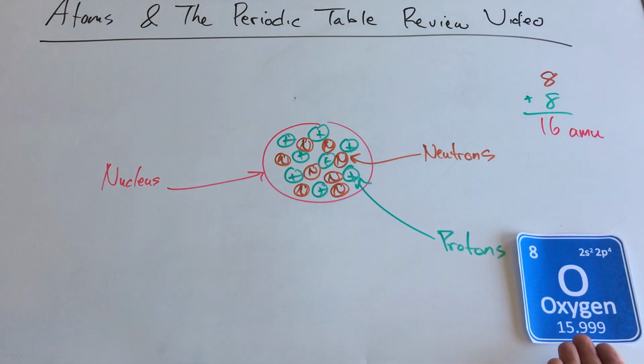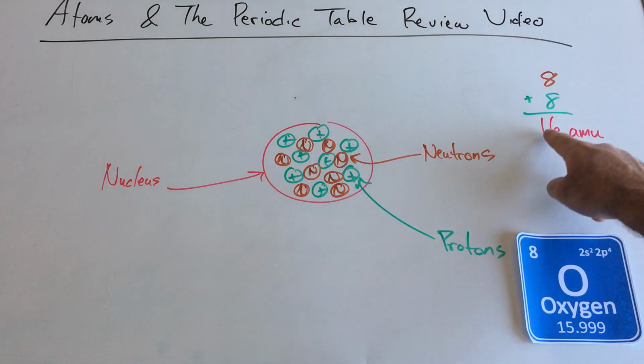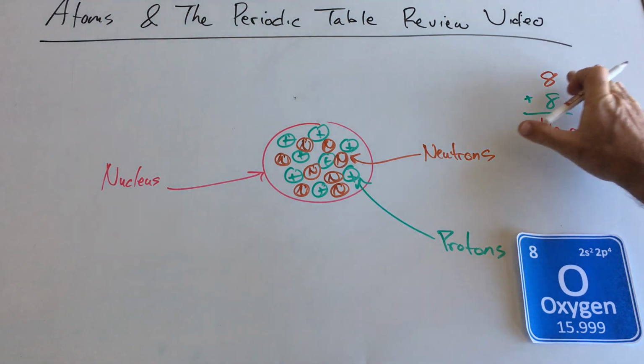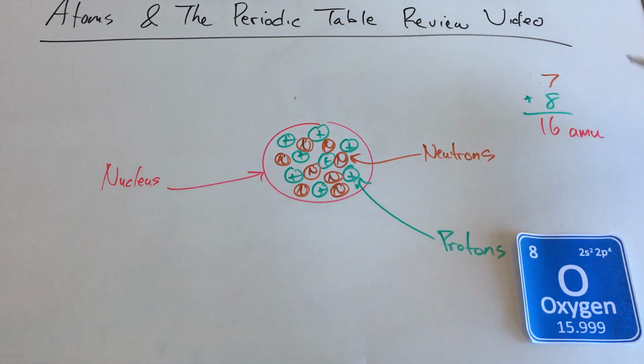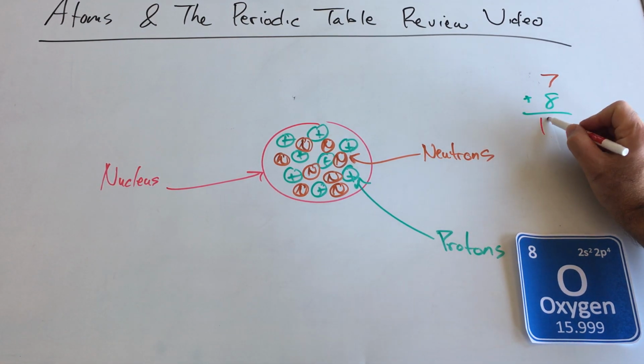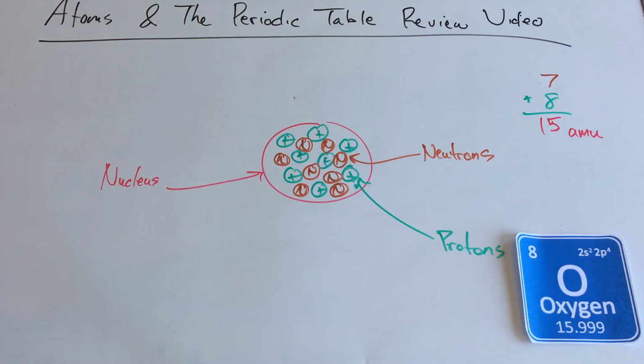But if we look here, it says actually the average atomic mass of oxygen is 15.999. And what that means is, yes, most have 8 neutrons, 8 protons, giving us 16 total. But some of them have 7, and that would make this 15. So if we average them out, a whole bunch of 16s with just a couple 15s is going to bring the average down from 16 just a smidge.